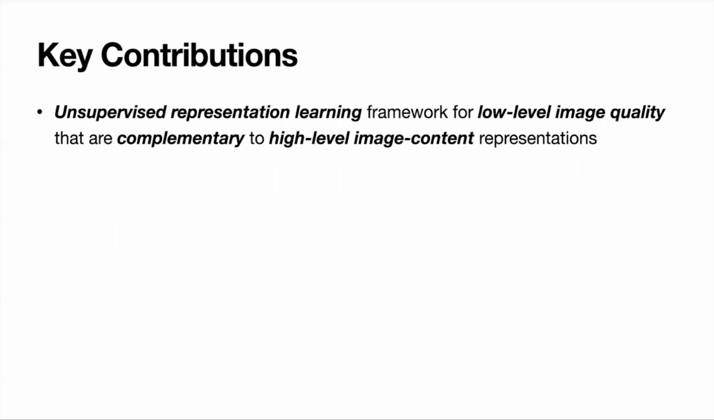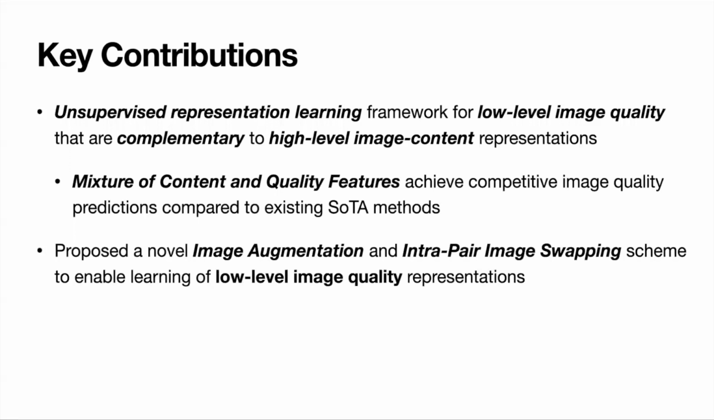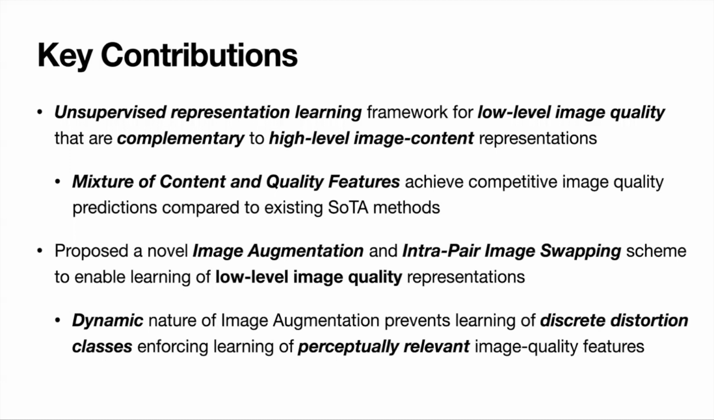The key contributions that we make are as follows. We propose an unsupervised representation learning framework for low-level image quality that are complementary to the high-level image content representations. We demonstrate that the combination of content and quality-aware features achieve competitive image quality predictions compared to the state-of-the-art methods. A major contribution of our work is that we propose a novel image augmentation and intra-pair image swapping scheme to enable learning of low-level image quality representations, which will be discussed later in this video. The dynamic nature of image augmentation prevents learning of discrete distortion classes and thus enforces learning of perceptually relevant image quality features.